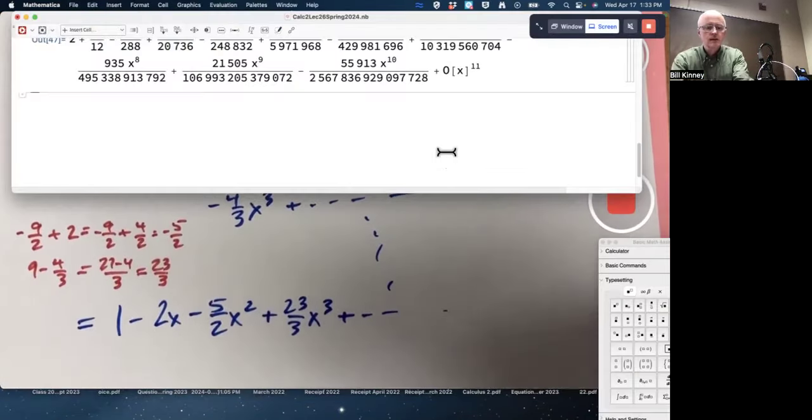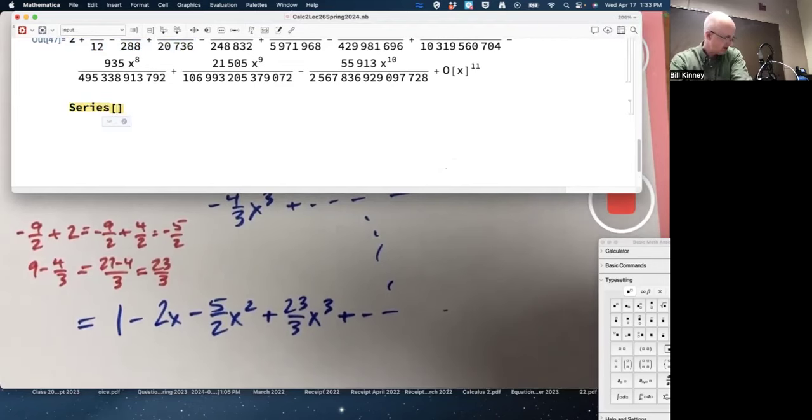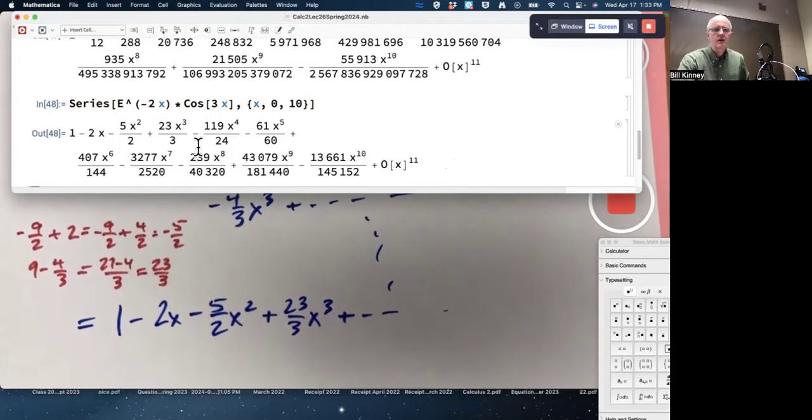Check it. Series. The function is e to the negative 2x, use a capital E, times cosine 3x. We are checking through that term there. It looks like it's right.